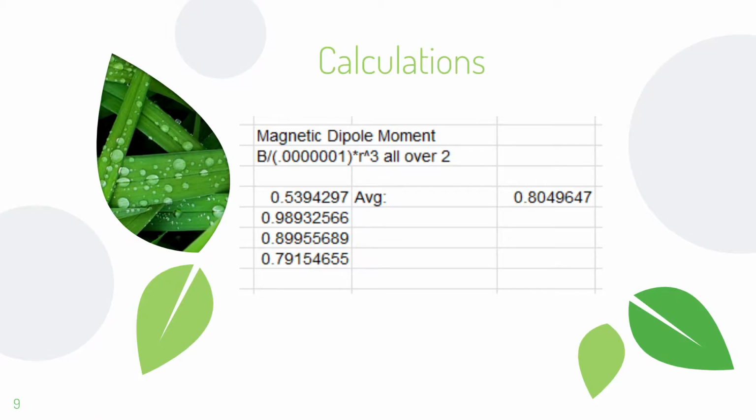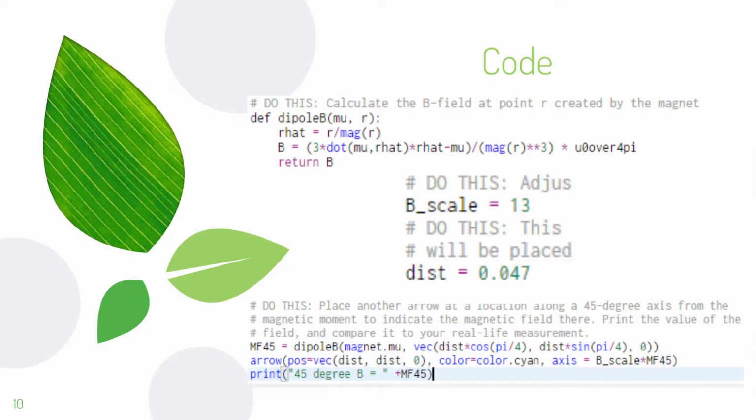Last in the calculations, you can see that I used the formula B equals mu0 over 4 pi times 2 mu over r cubed to find the magnitude of the magnetic dipole moment at each observation location, which I then averaged to find 0.8 as the final average magnitude. I plugged this magnitude value into the code and then used it in the shown functions.